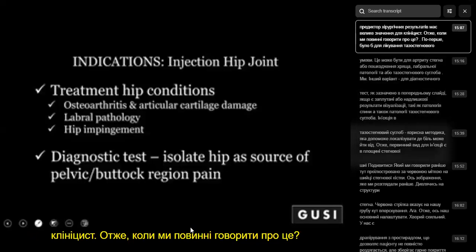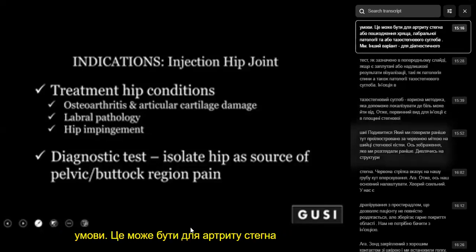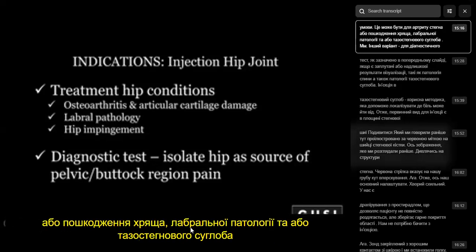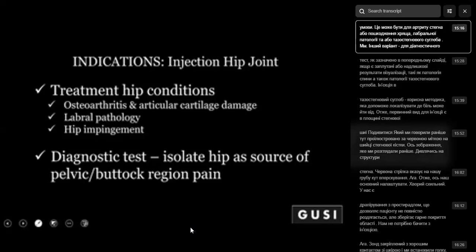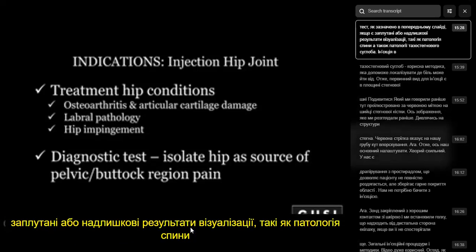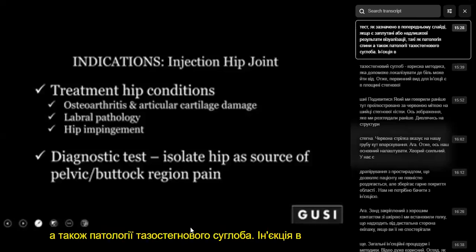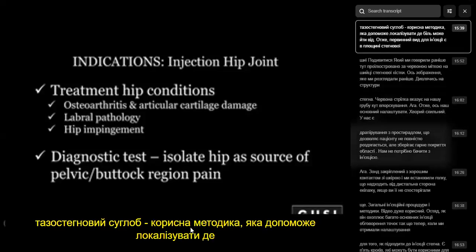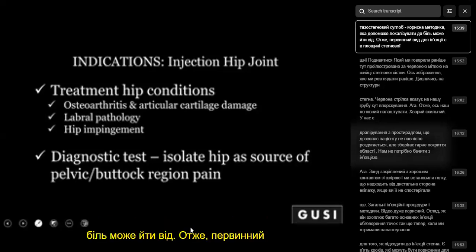So when should we talk about doing this? First off would be for the treatment of hip conditions. This could be for arthritis of the hip or cartilage damage, labral pathology, and/or hip impingement. The other option is for a diagnostic test. As mentioned in the previous slide, if there are confusing or redundant findings on imaging, such as back pathology as well as hip pathology, an injection into a hip joint is a useful technique to help localize where the pain may be coming from.